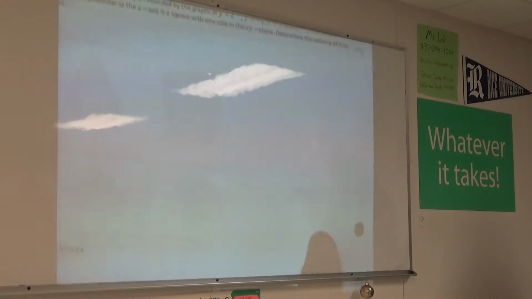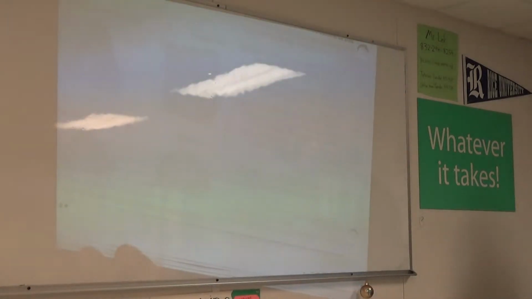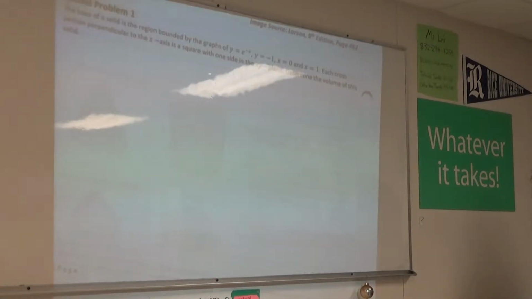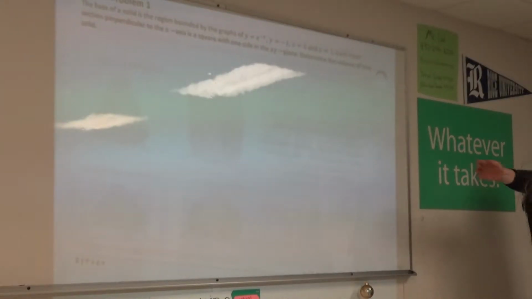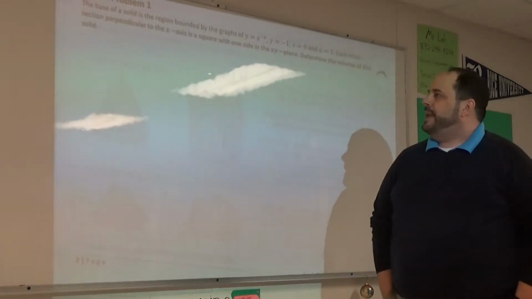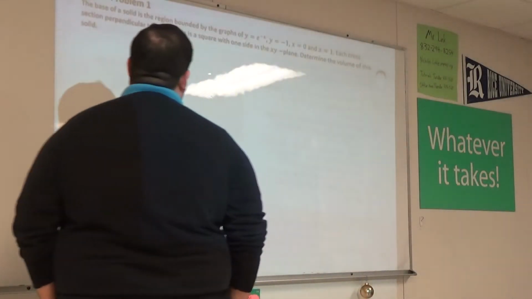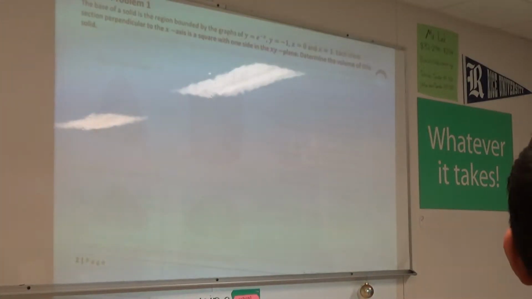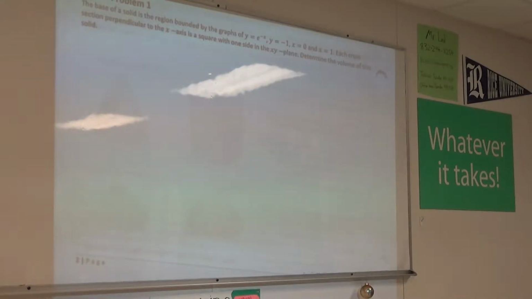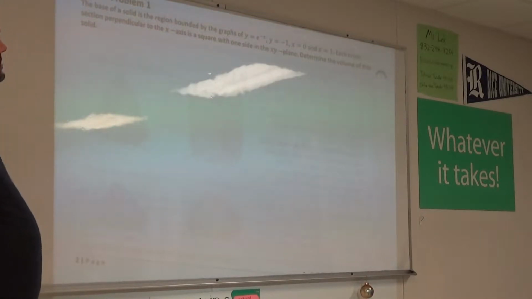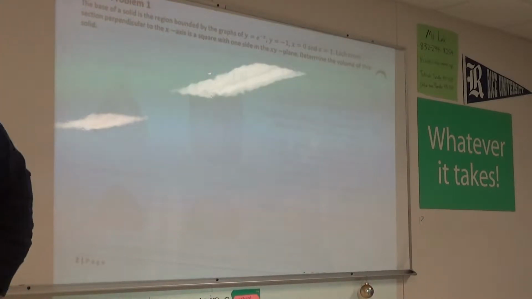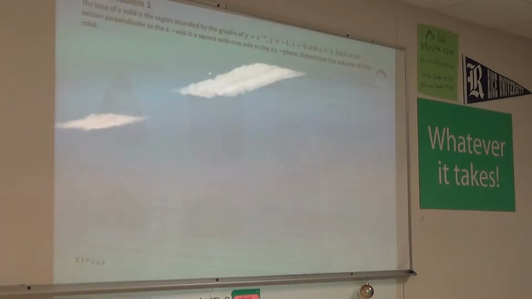Okay. All right. Let's do one together, and then you guys can spin off and go at whatever pace is comfortable. The base of a solid is the region bounded by the graphs of y equals e to the negative x, y equals -1, x equals 0, and x equals 1. Each cross-section perpendicular to the x-axis is a square with one side in the xy plane. And I want to determine the volume of the solid.